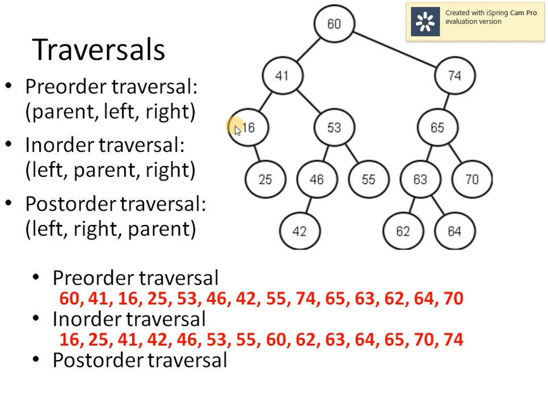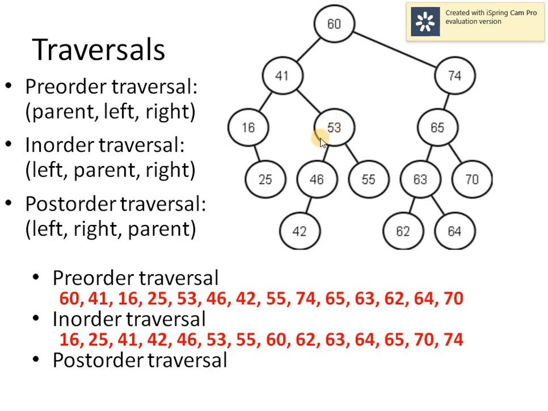Since it is null, I can visit the parent now. So 16 will be visited. So the first node in in-order traversal comes out to be the leftmost child in the tree, that is 16 in this case. Now we have visited the parent, we can visit the right subtree now. So after 16 we will visit 25. So we have completely visited the left of 41. So we can visit the parent now. So after 25, 41 will be visited.